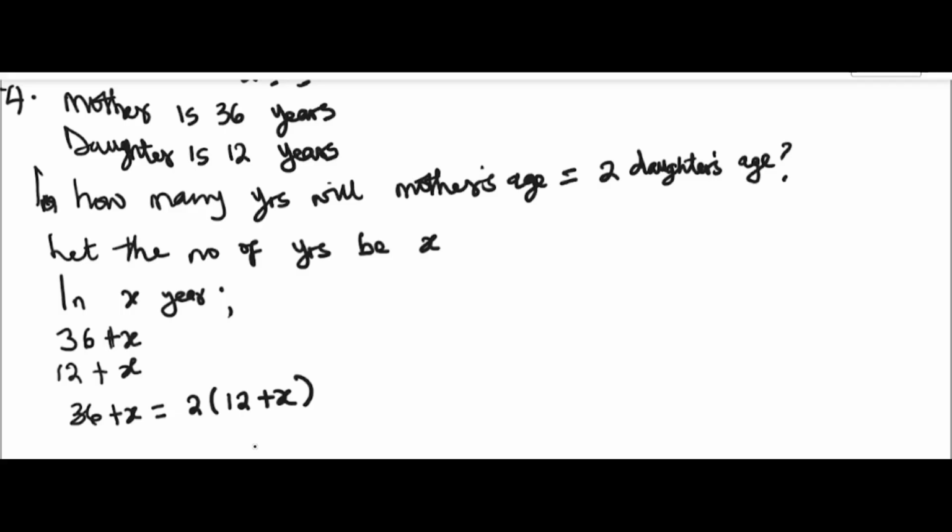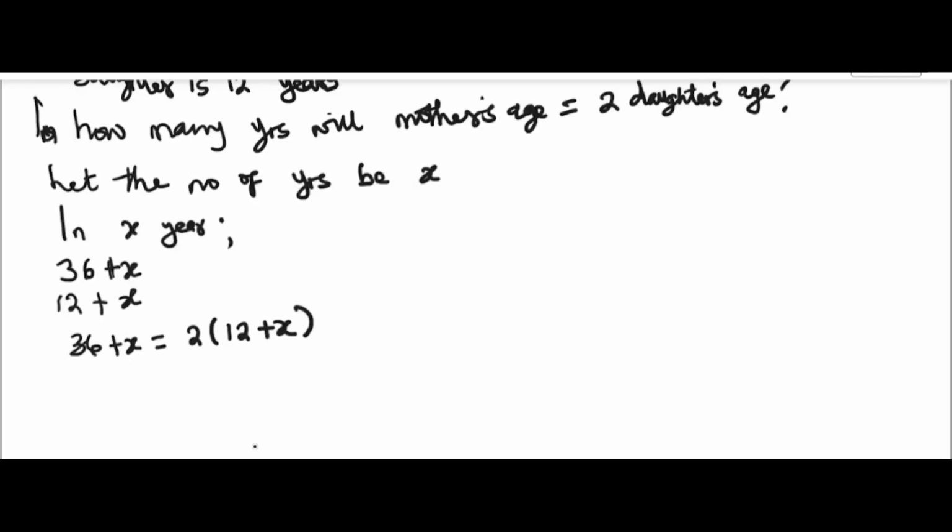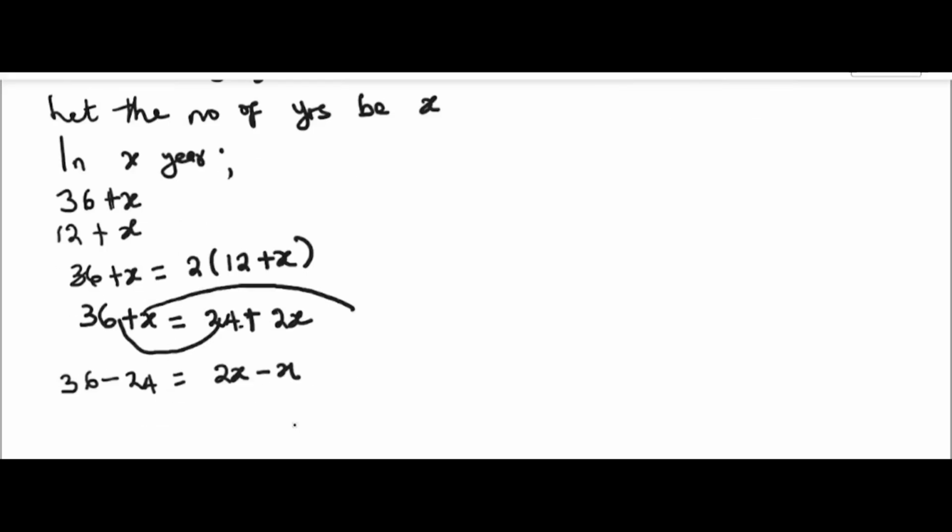Remember, we are looking for x, so we can now solve for x. Open the bracket on the right hand side, collect like terms and simplify for x. So we have 36 plus x to be equal to 24 plus 2x. So 36 minus 24 will give us 12. So x is 12. Wow.